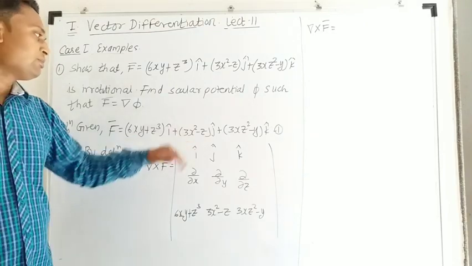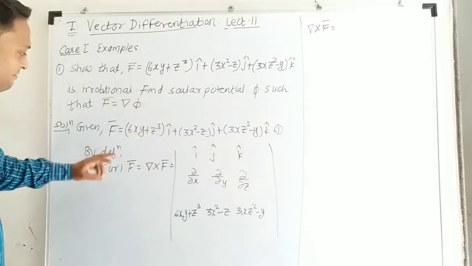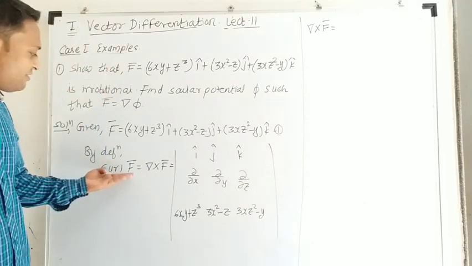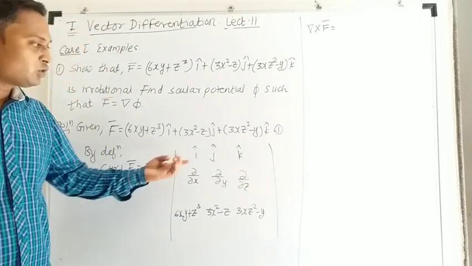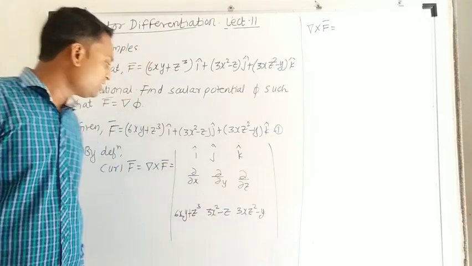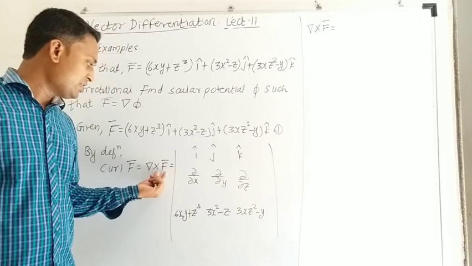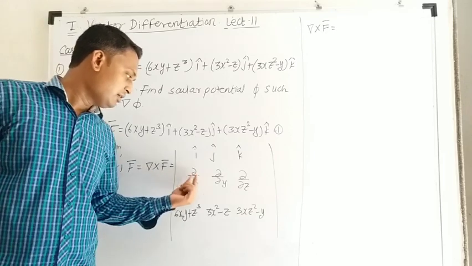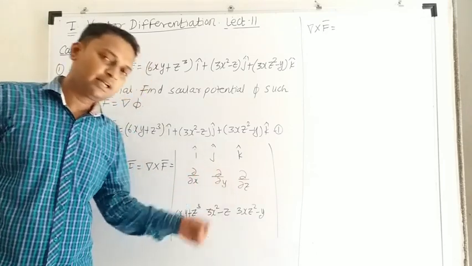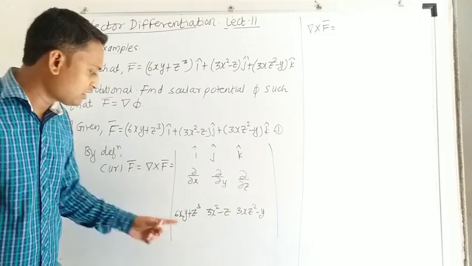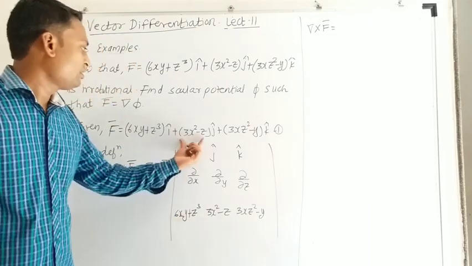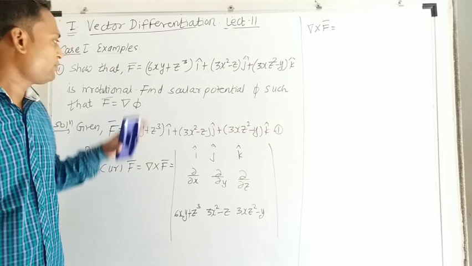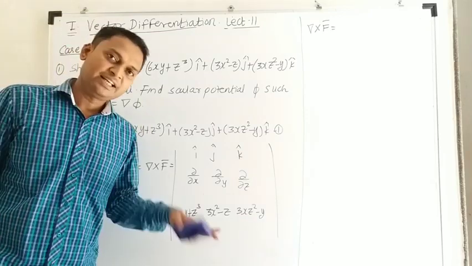So I have written the given field f bar once more in the solution. Now by definition, for proving that this is irrotational, we need to show that the curl of that vector field is 0. The curl of f bar, by definition, is del cross f bar, which is equal to a determinant. The first row is i, j, k. The second row is the ijk components of del, which are del by del x, del by del y, del by del z, the partial differential operators. Finally, the components of f bar: f1, f2, f3. Now let us calculate this determinant. It always comes equal to 0. Whenever the example says show that it is irrotational, it has to come equal to 0.